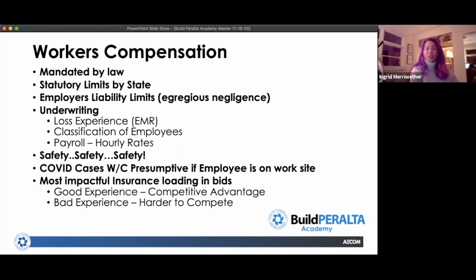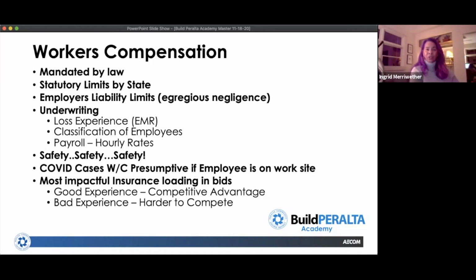So again, workers' comp is where safety is so critical. And you as contractors have to invest in having an excellent safety environment on your projects, because again, you don't want your workers getting injured, and the financial impact to you on your workers' comp can be quite substantial.